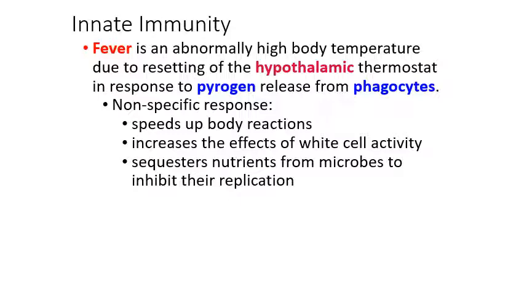So normal set point is around 37 degrees Celsius. When the hypothalamus receives these pyrogen signals, it's going to increase that set point. And yes, that's going to make you feel uncomfortable and kind of crummy, but it's also going to increase your metabolic rate. So as we increase the temperature, the speed of all the reactions in your body will increase, and that means we can speed up the process of creating new white blood cells and the activity that those white blood cells are doing in order to defeat the pathogen.